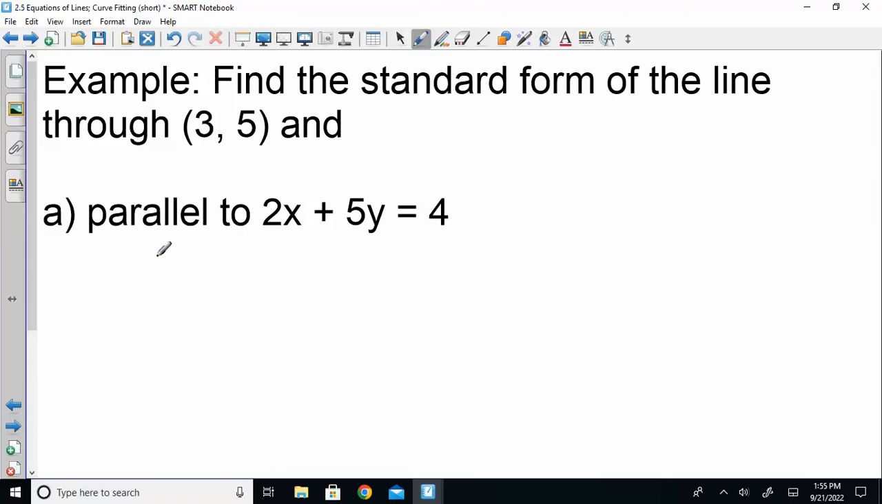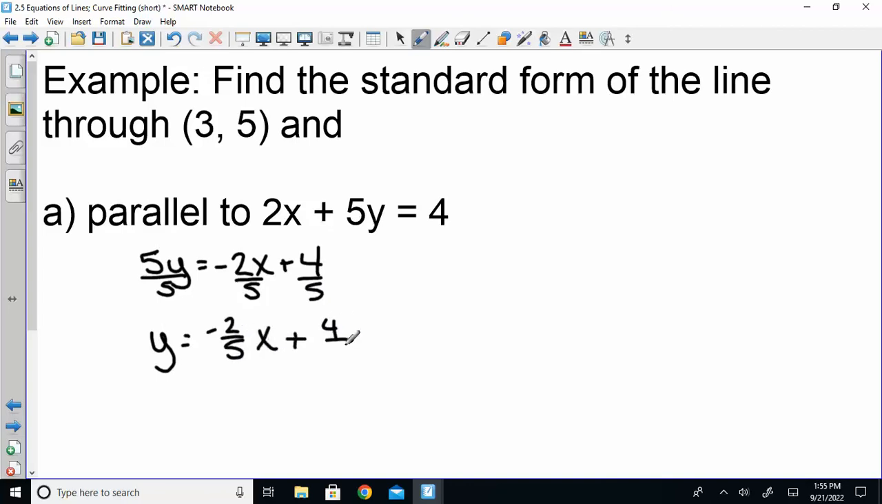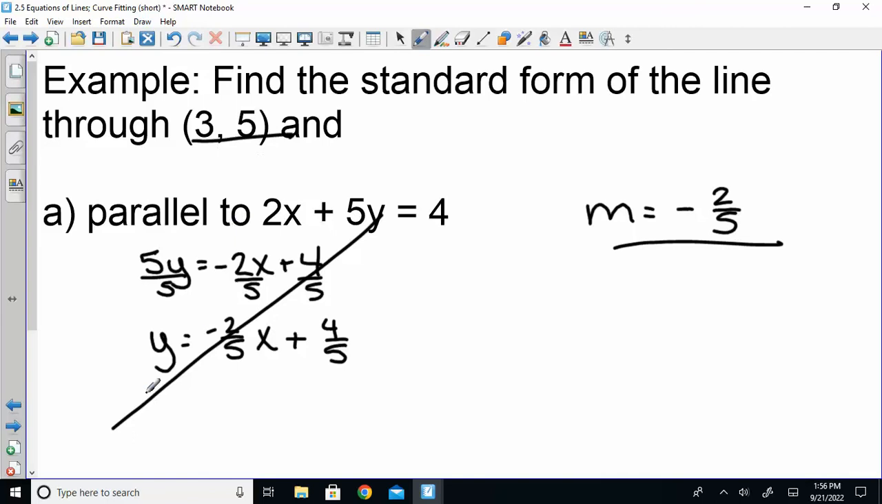How would I find the slope of that line? And we divide everything by 5. So we get y equals -2/5 x plus 4/5. So parallel means the same slope. What's the slope of that line? That's all we need this line for. So ignore it now. Now I know my slope and I know my point. So plug into y equals mx plus b, or the point formula.